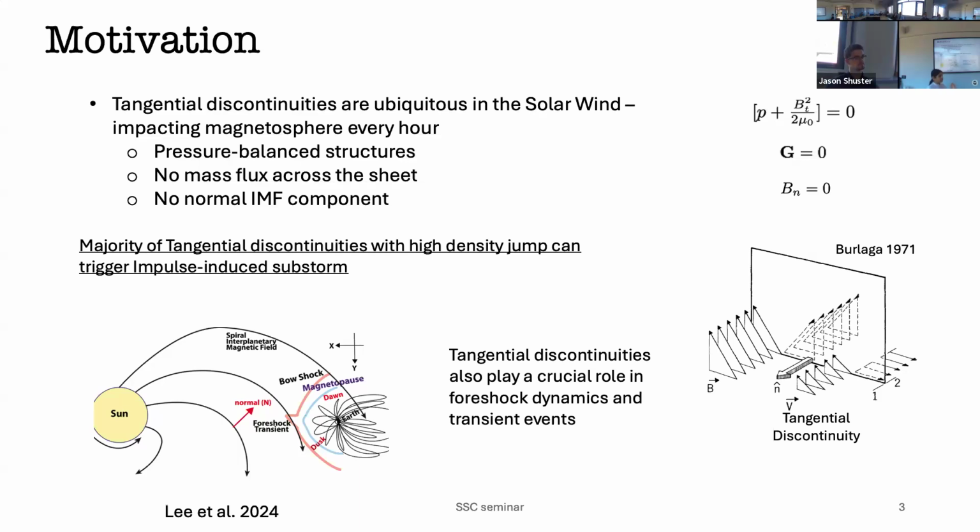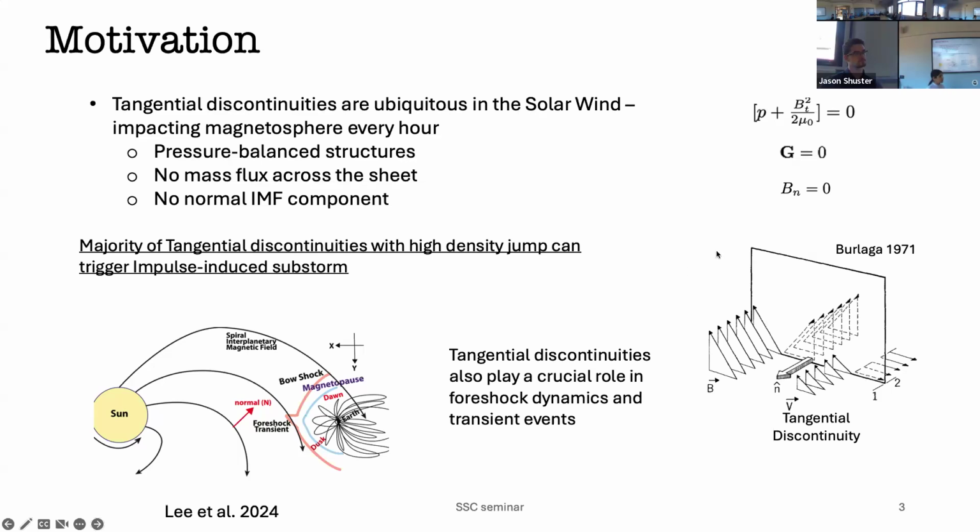But on a daily basis, every hour or minute, there are multiple discontinuities hitting the magnetosphere, and that still causes some geomagnetic disturbance. And mostly they trigger the impulse-induced substorm, and most of them in the previous observations have been related to the tangential discontinuities, which have a high density jump.